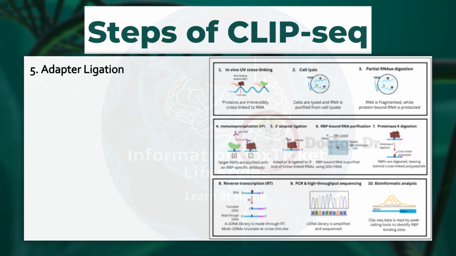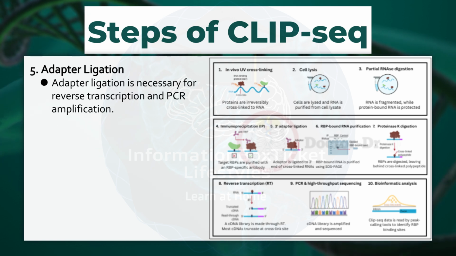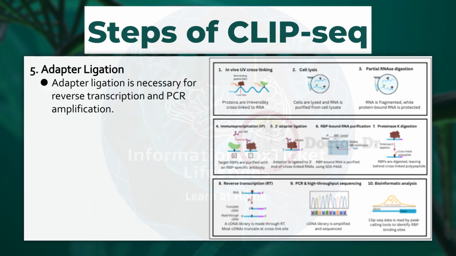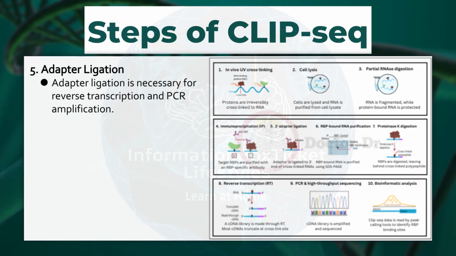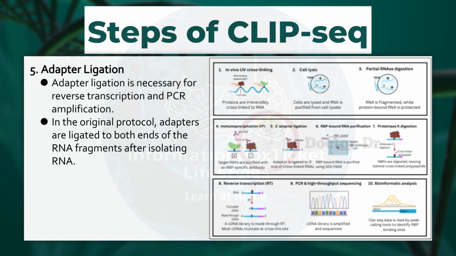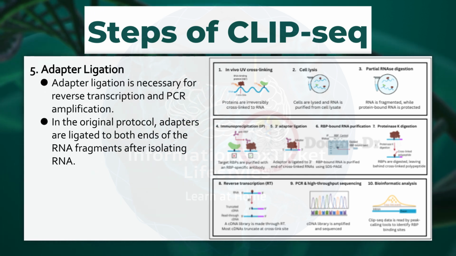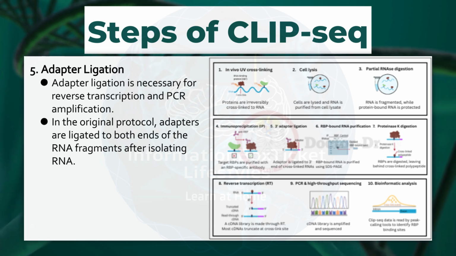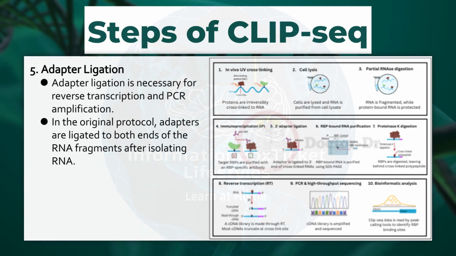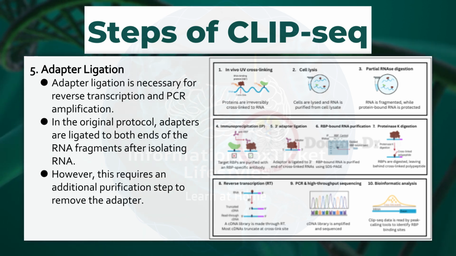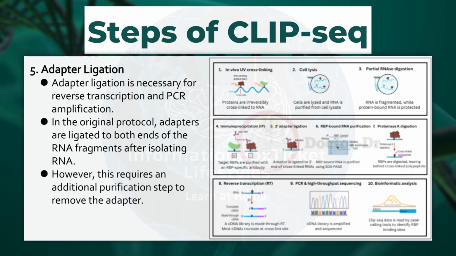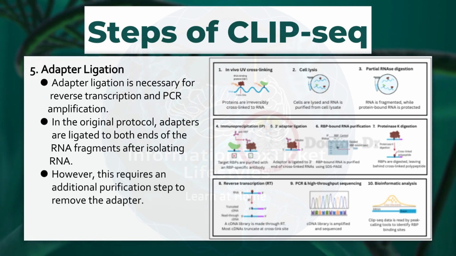Fifth, adapter ligation. Adapter ligation is necessary for reverse transcription and PCR amplification. In the original protocol, adapters are ligated to both ends of the RNA fragments after isolating RNA. However, this requires an additional purification step to remove the adapter.